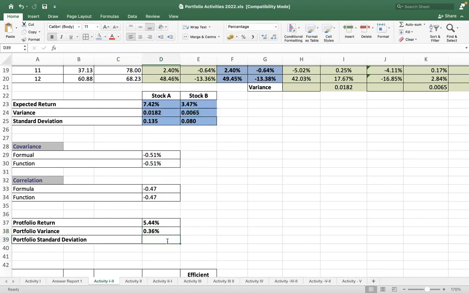So then portfolio standard deviation, which represents the risk. Risk can be calculated as the square root of variance. That is 6%. So the Sharpe is at 1.